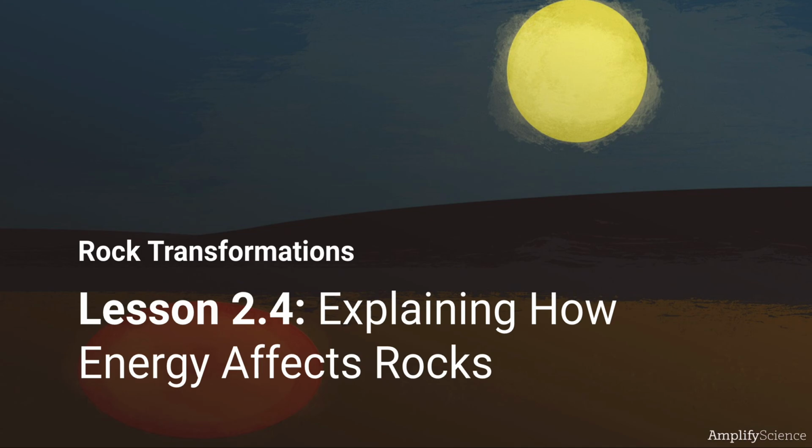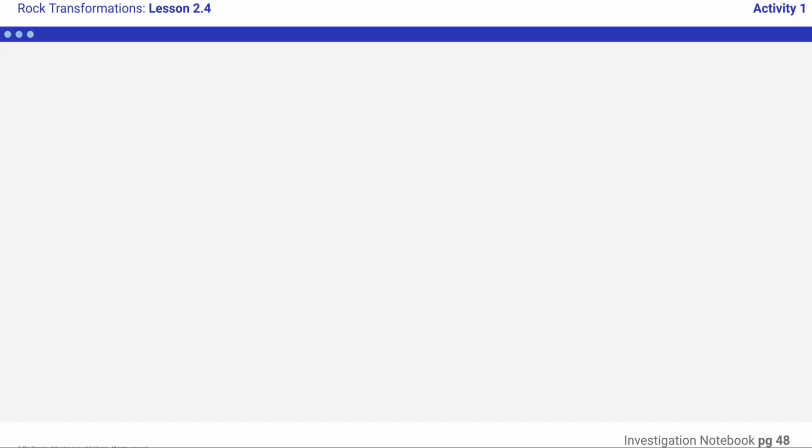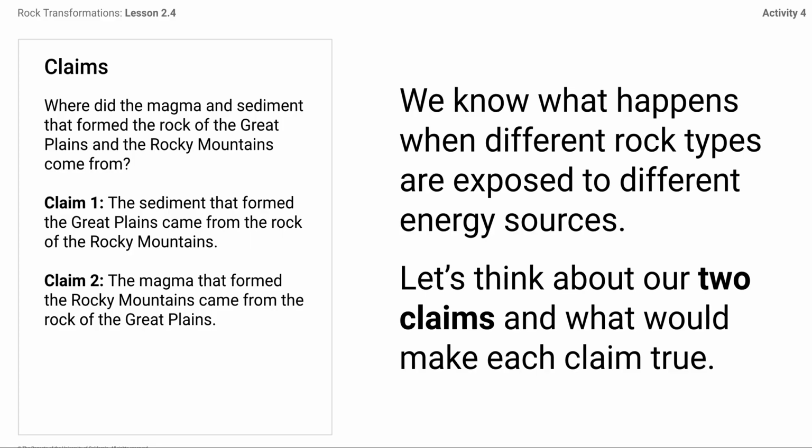Okay, then we jump to lesson 2.4, and I just had the kids do the warm-up. You won't have to do that. We skipped all the other activities, and I came to the very last activity, activity 4, and that's reflecting on the claims. So if you remember, we had claim number 1 that talked about the sediment that formed the Great Plains coming from the rock of the Rocky Mountains. The Rocky Mountains were formed first, and then through weathering, that sediment created the Great Plains.